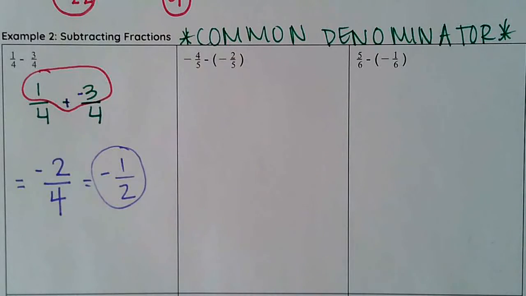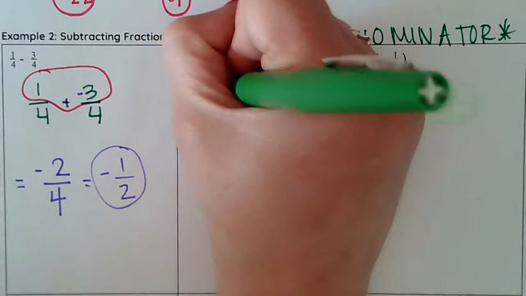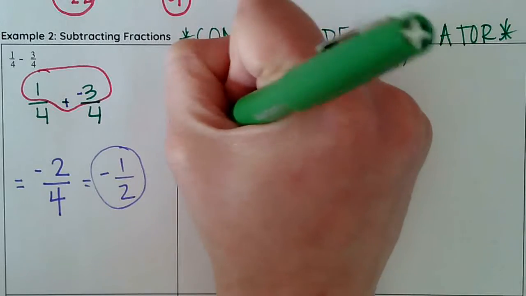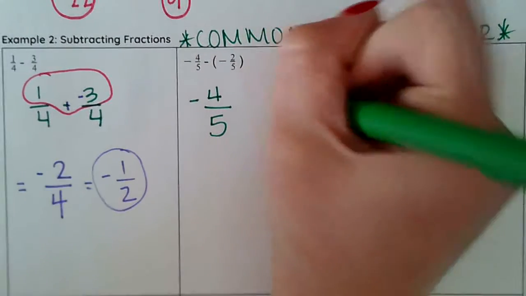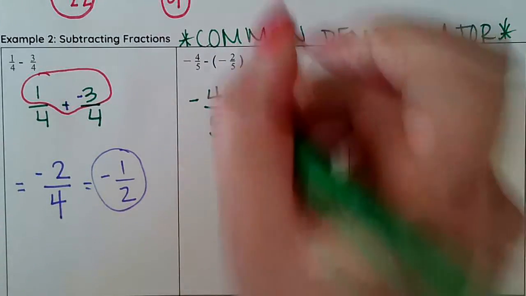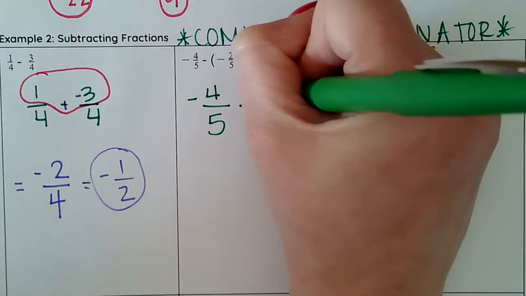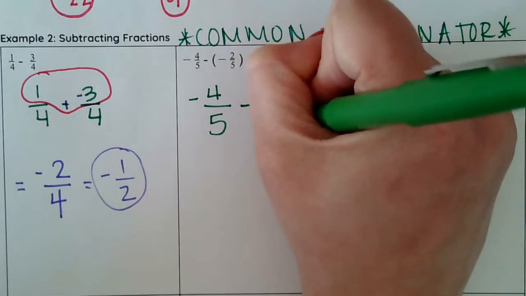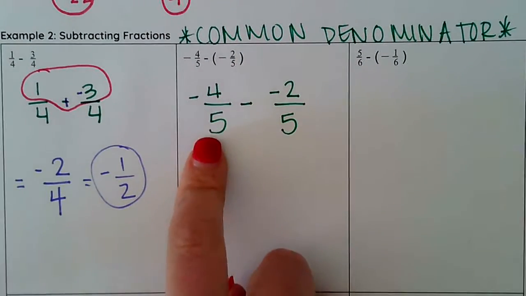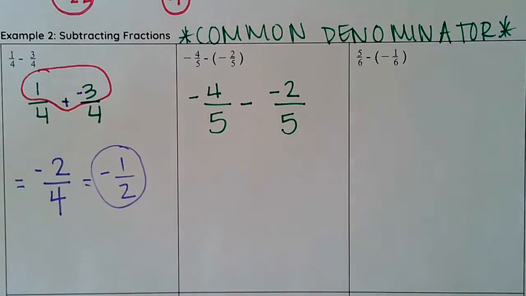Going on to the second one, again, I'm going to rewrite my problem for myself, attaching that negative to my numerator. So I want that negative to stay with my numerator. This first stays the same. My first problem stays the same.